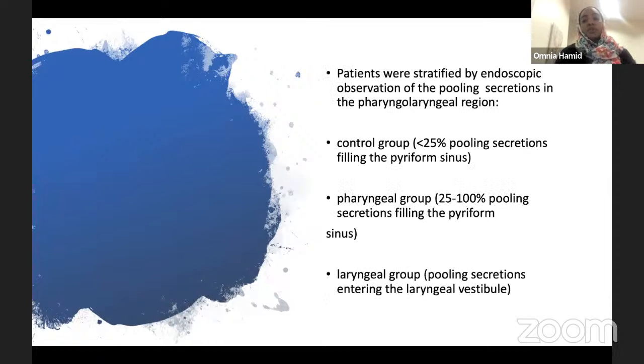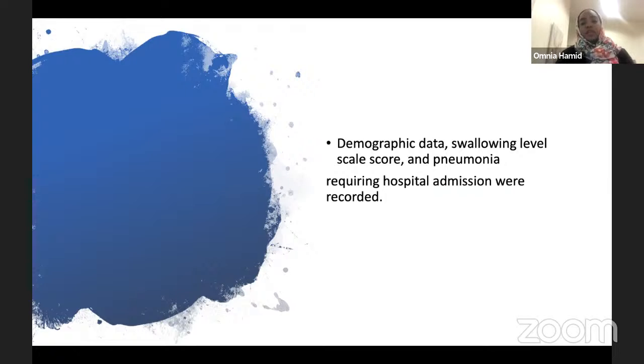So patients were stratified by endoscopic observation of the pooling secretion in the pharyngeal region. So the control group have less than 25% pooling secretion filling the piriform sinus, and the pharyngeal group 25 to 100% pooling of secretions in the piriform sinus. The laryngeal group identified as pooling secretions entering the laryngeal vestibule. So an endoscopic exam done prior to the comparison. The demographic data, swallowing level scale score, and pneumonia requiring hospital admission were recorded.